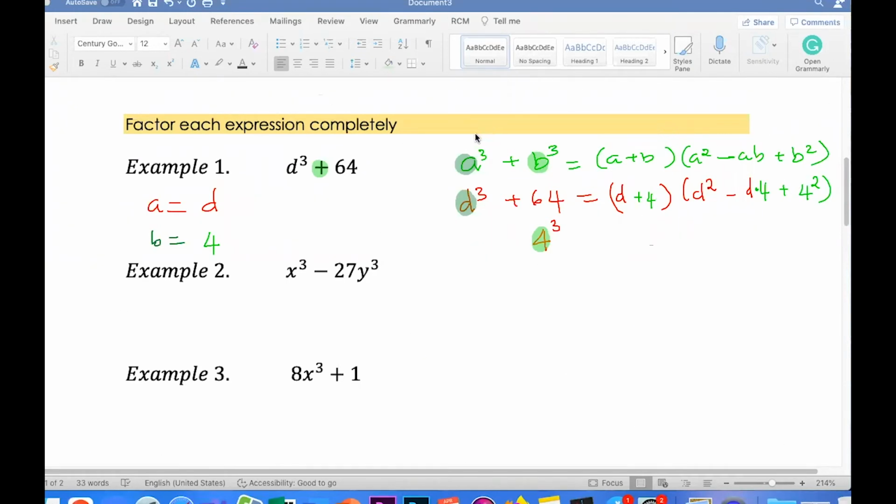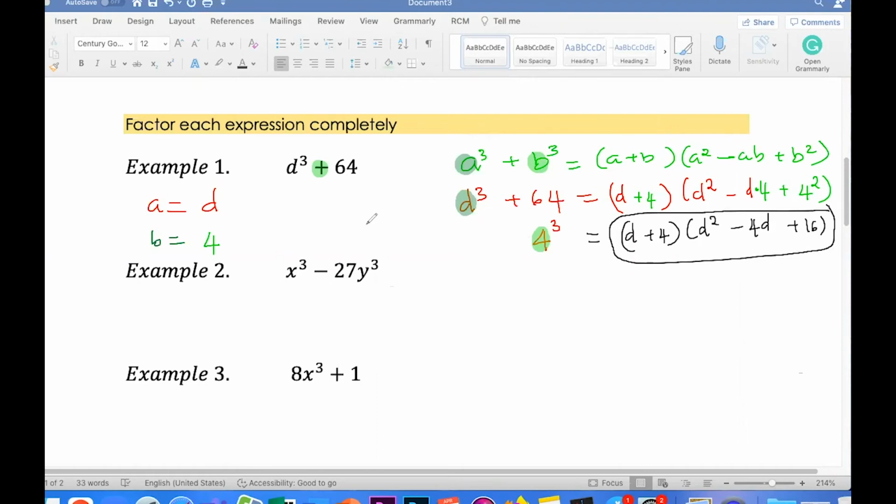So I'm going to rewrite them so we can have the final answer. This is d plus 4, d squared minus 4d. If you have a number multiplied by a letter, you put the number first, plus 16. That's it. And you got your answer.